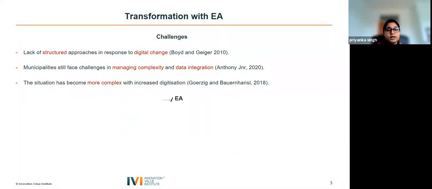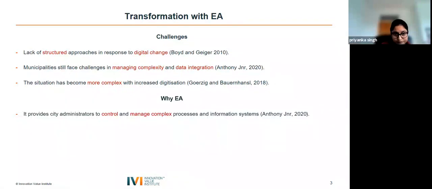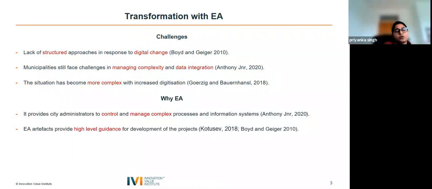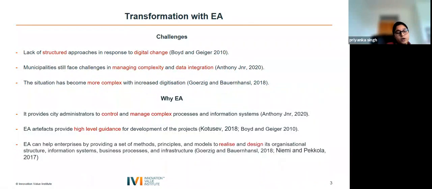Now, the question is, why are we looking into enterprise architecture? What does it offer? Enterprise architecture does not provide any specification for the implementation of a project. Rather, it allows a city administrator to control and manage complex processes and information systems. It also provides high-level guidelines for the development of the project so that they can make these transformations successfully, by managing these complex processes and considering the implementation of the technologies they are looking at. Apart from that, enterprise architecture can also help organizations by providing a set of methods, principles, and models, so that it can realize and digitize its organizational structure, information systems, processes, and infrastructure as one platform.